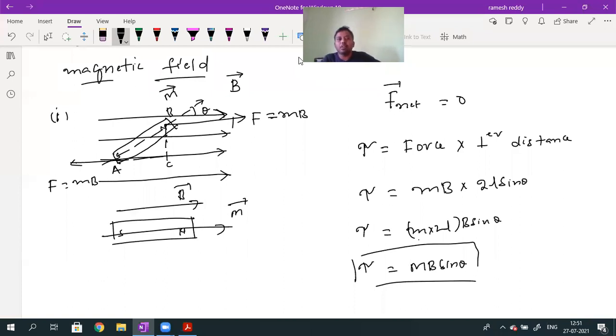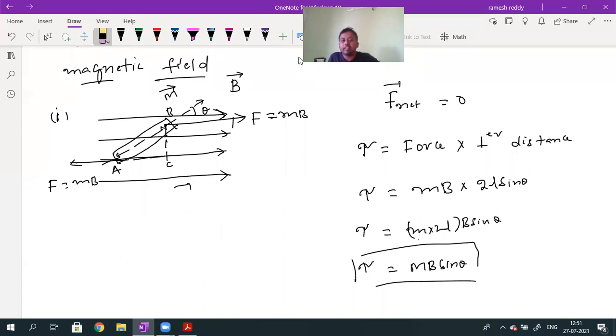What will happen to a bar magnet when placed in an external uniform magnetic field? Whenever a bar magnet is placed in an external uniform magnetic field, it will not experience any net force, but it will experience a net torque. That torque formula is given by MB sine theta.